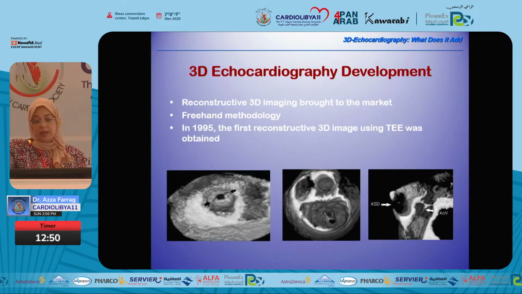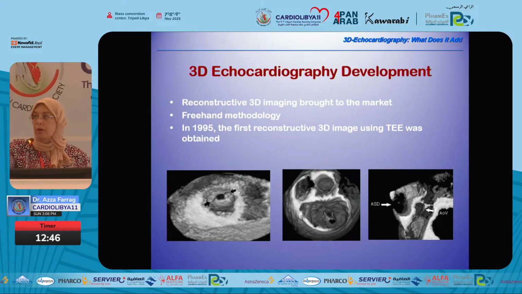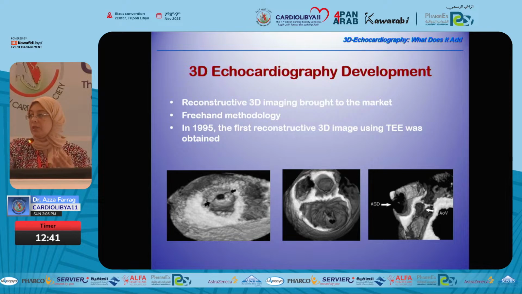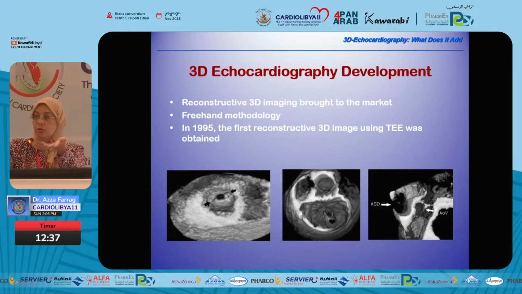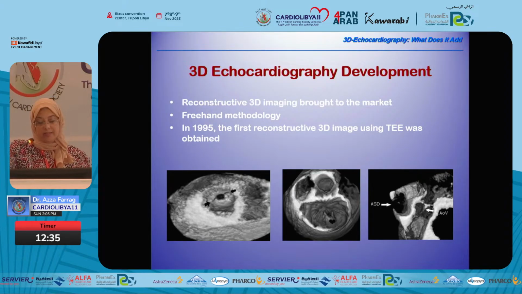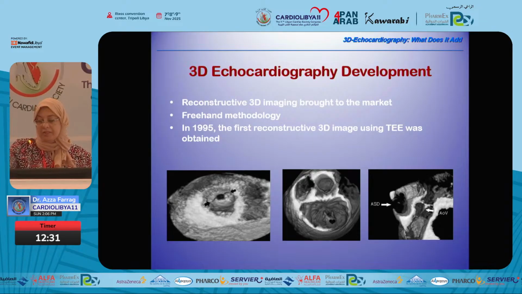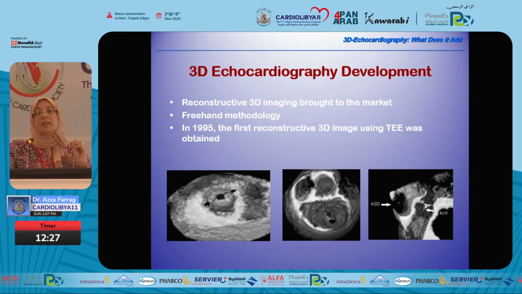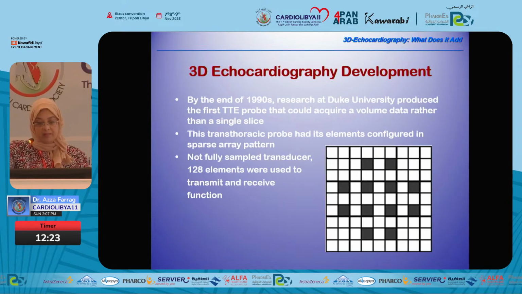These reconstructed images were brought to the market after about 20 years, with the development of what's called the freehand methodology. I mean, you have a probe in your hand and you can examine your patient. In 1995, 30 years ago, the first reconstructive three-dimensional imaging using the transesophageal probe was obtained and brought to the market.